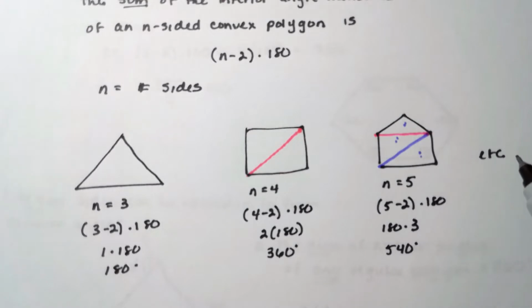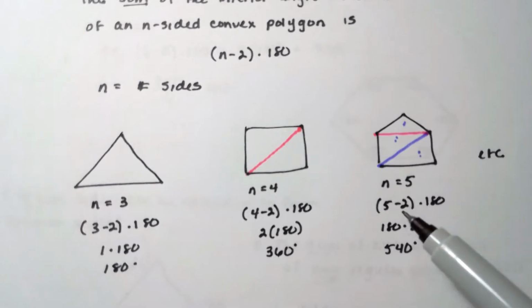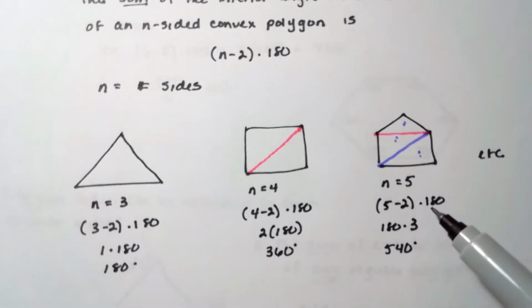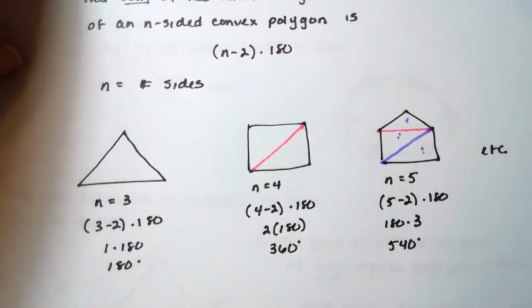So I could have gone on with hexagon and heptagon and octagon and nonagon and all that stuff. It's the same thing. It's just the number of sides minus 2 times 180. You need to remember that formula, because remember, you get no formulas for the exam.